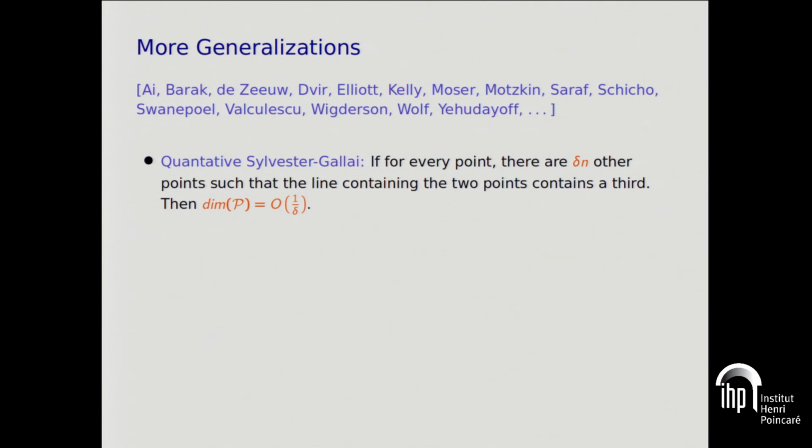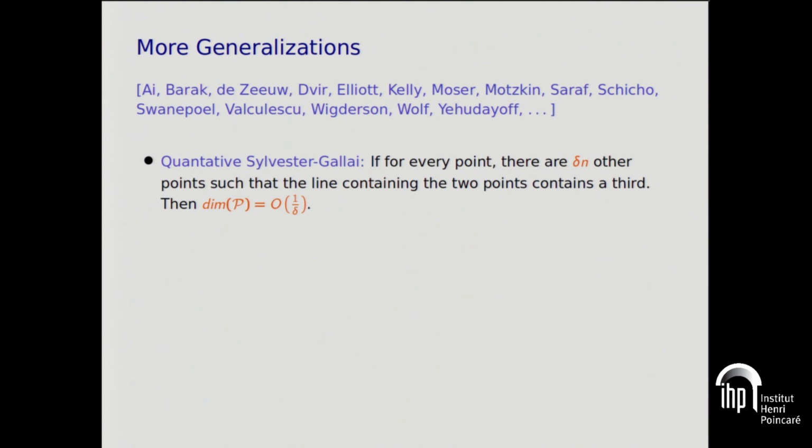For the Sylvester-Gallai theorem, delta was 1. What if we have somewhat weaker things? It turns out it's still enough to force my point set to be low dimensional. People can show that the point set should have dimension order 1 over delta. And this is tight up to constants. I think the constant here is 12, so you might be able to improve the constant, but asymptotically it's tight.